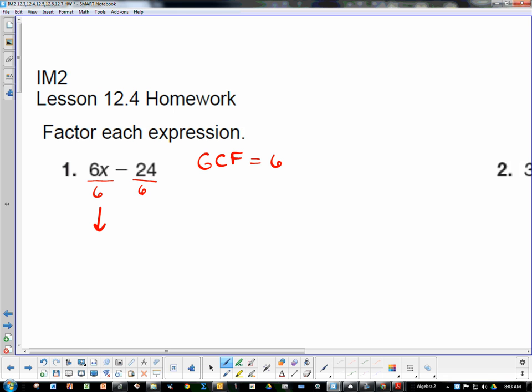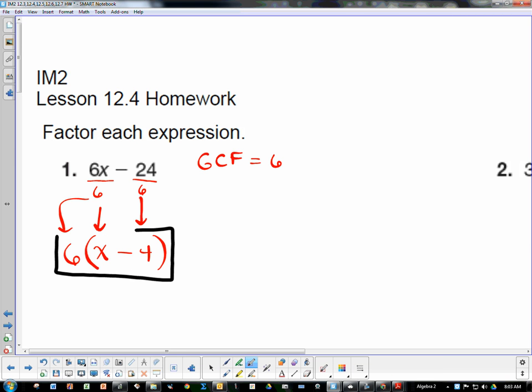So help me out here. What is 6x divided by 6? X, 1x, right? Now what is negative 24 divided by 6? Negative 4, all right? Now, don't forget about the 6. Because we want to factor, we are going to surround this with parentheses, and that 6 is going to come out front. This is now in factored form.